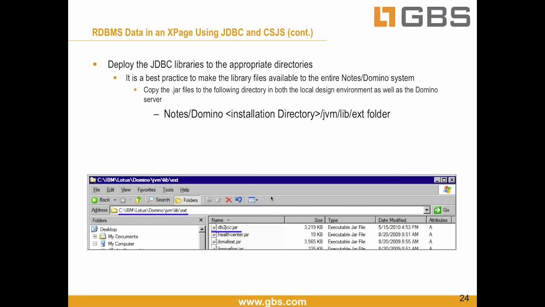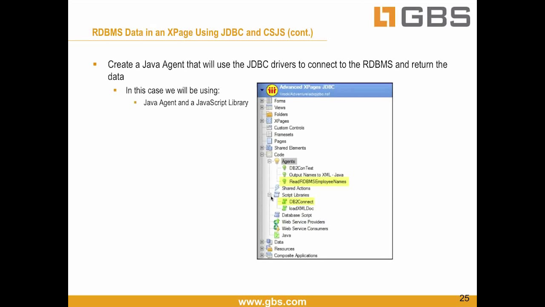So we then deploy those to the appropriate directories, and this is just a screenshot. Again, I'm using DB2, so I dropped the DB2 JCC jar into that particular folder. If I'm developing locally, then I'll also need that on my local system. So again, I can just write and compile the code. We then create a Java agent that's going to use JDBC drivers.